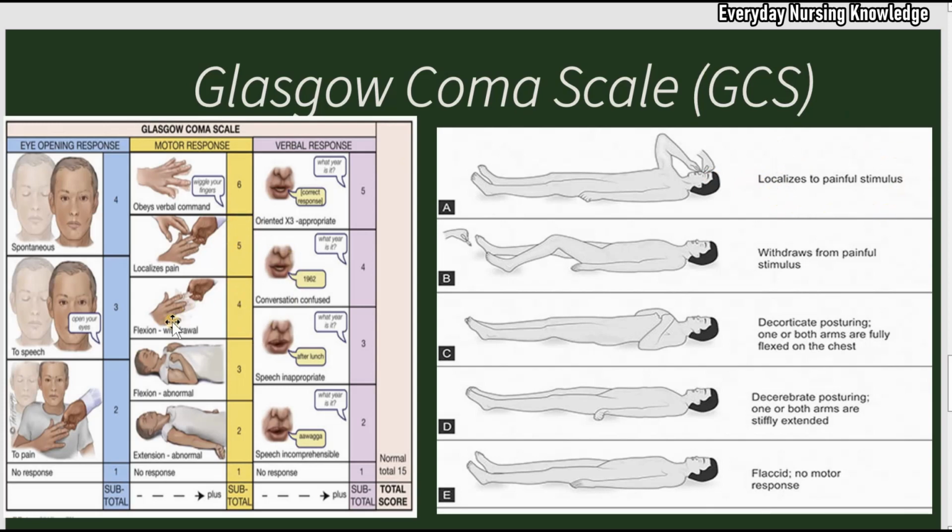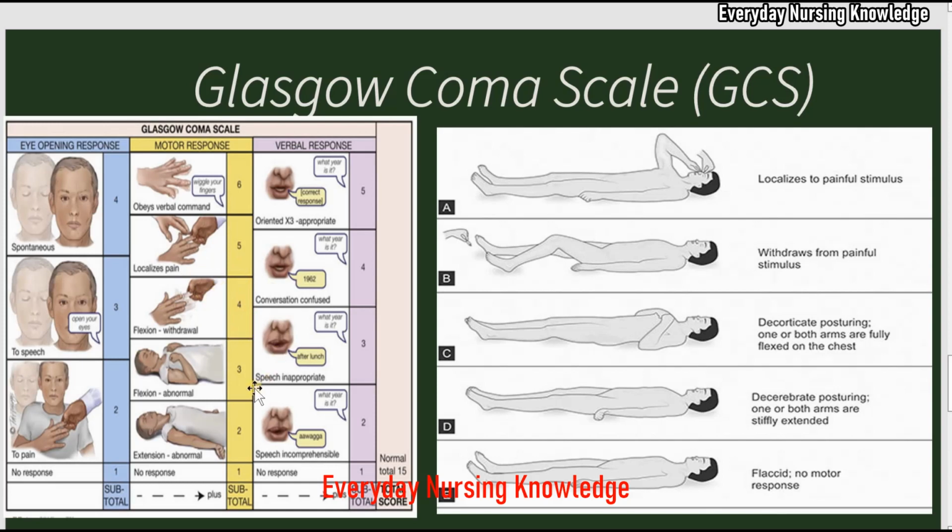Now you give a score of 4 if the patient withdraws from the painful stimuli. That means the patient moves away from the painful stimuli. If you apply a central pressure, that means sternal rub, supraorbital pressure or trapezius squeeze, and the patient suddenly withdraws his extremities, here you can see flexion of the extremities. That's normal. Or the patient moves away from the painful stimuli. Here you can see pinching the nail bed and the patient suddenly withdraws, moves away from the pain. Then you will give the score of 4.